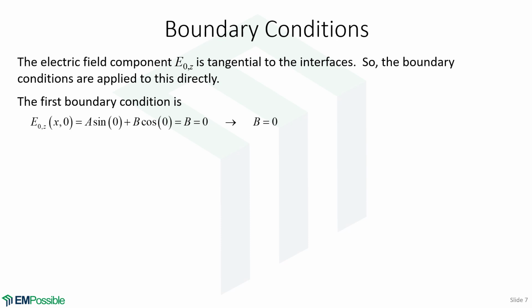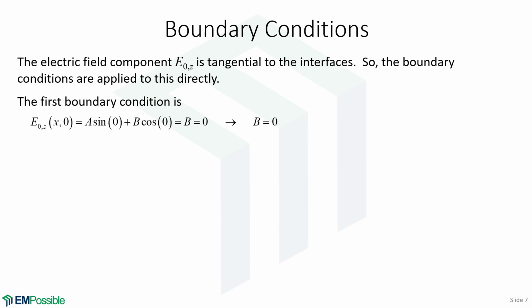Now something really fortunate is happening to us. We have our solution already in terms of the electric field. The Z component is tangential to interfaces, so we can just apply our boundary conditions directly to our solution. Remember, for the TE modes, we had a magnetic field solution. We had to then calculate the electric field solution in order to find those constants A and B. We don't have to do that here. We just apply our solution.